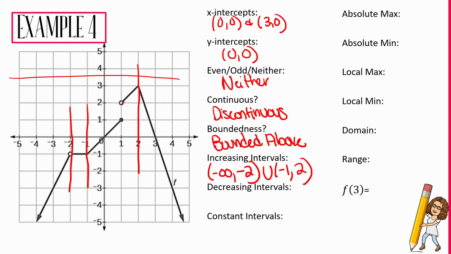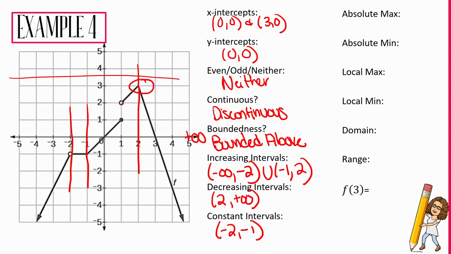Decreasing intervals. Now, I am only decreasing once. I started at 2 decreasing. And remember, we're going to the right. So we continue decreasing forevermore to the right. So that would be a positive infinity. Our first constant, look how cute he is. He's only constant between negative 2 and negative 1.